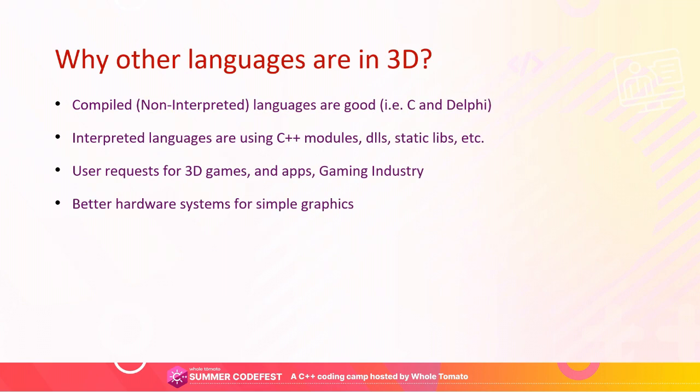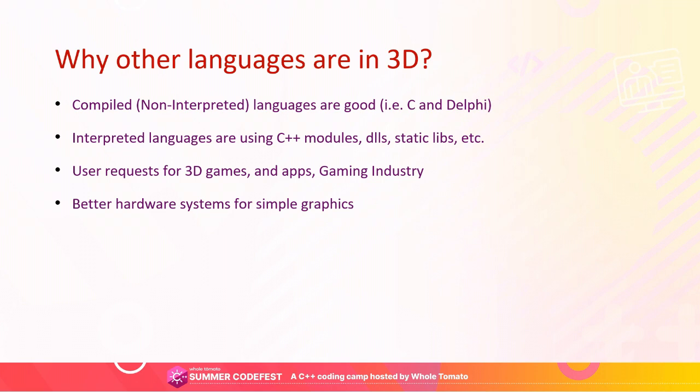So why are other languages used in 3D? Some other languages are also compiled, non-interpreted languages, and they are good, like C or Delphi or maybe others. And interpreted languages like Python use C++ modules, and DLLs, static libraries, and other libraries can be used with other interpreted languages. So there is no problem if you are able to show something in 3D with these kinds of languages.